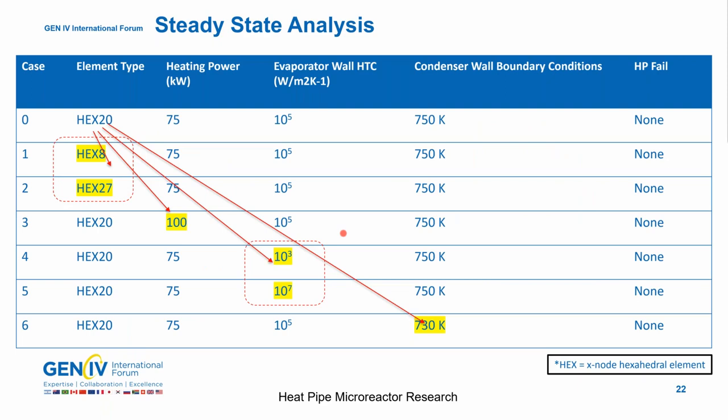And after the steady state, we did a bunch of other different changes of parameters to compare the sensitivity. So in the first group, we change the mesh type. The initial mesh we are using is HEX20, and we can change it to HEX8 and HEX27. Another parameter we change is the heating power. We increase it from 75 to 100. The third sensitivity parameter is the heat transfer coefficient. We change it from 10.5 to 10.3 and 10.7. And the fourth one is the condenser temperature from the heat pipe. And we change it from 750 Kelvin to 730 Kelvin.